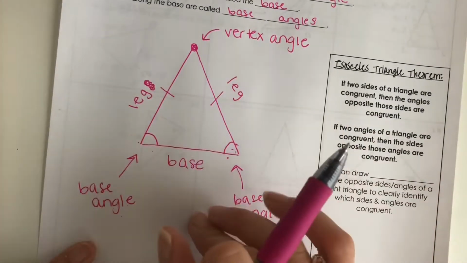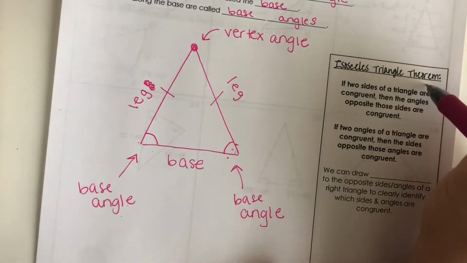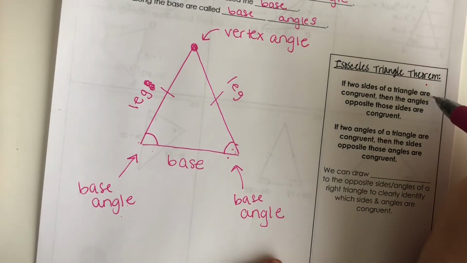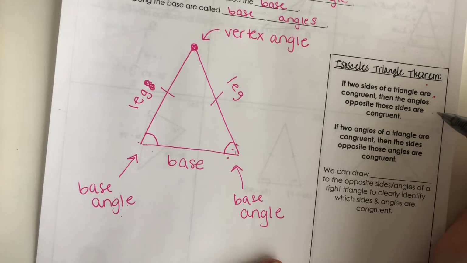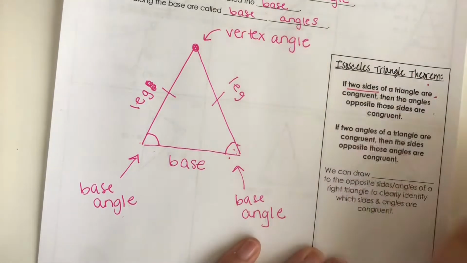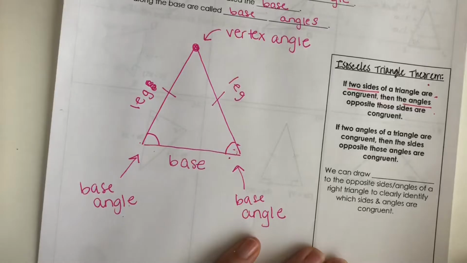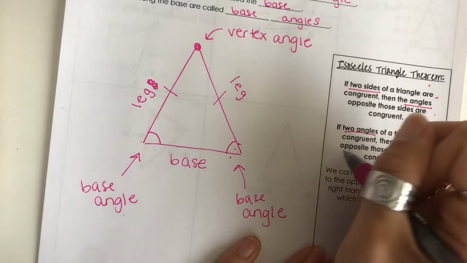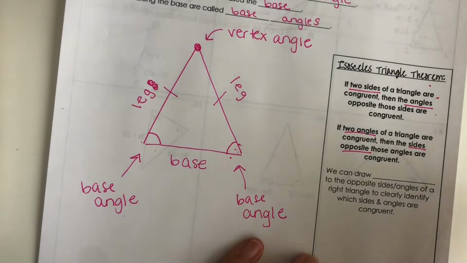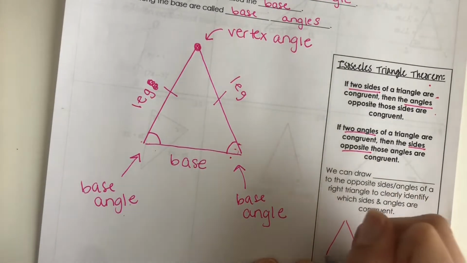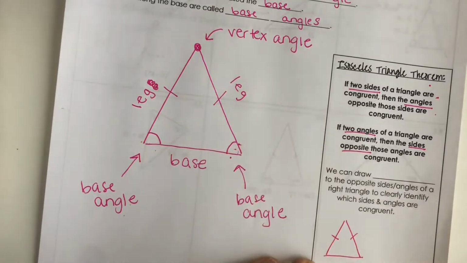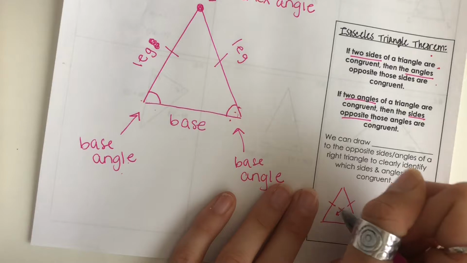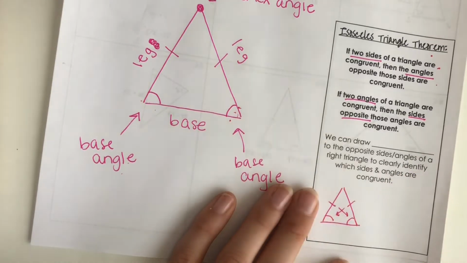All right, with isosceles triangles, we also have an isosceles triangle theorem, which says if two sides of a triangle are congruent, then the angles opposite those sides are congruent. So if we're given sides, then I know the angles are congruent. And then if two angles are congruent, then the sides opposite those are congruent. So if I'm given that two sides are congruent, I then know automatically that I have two angles congruent.